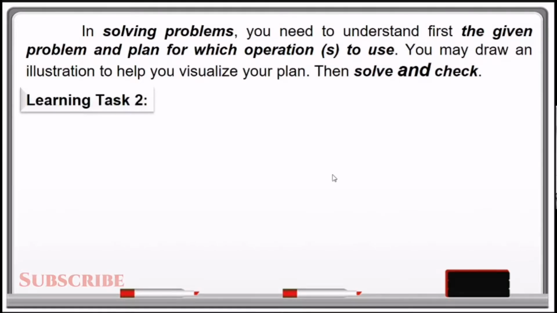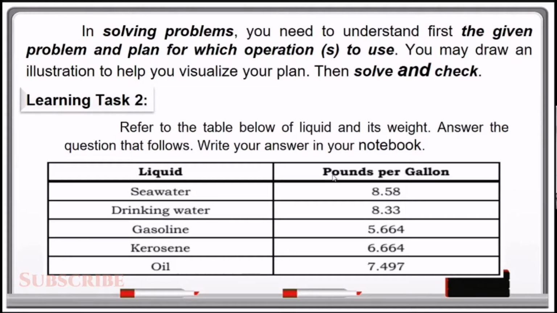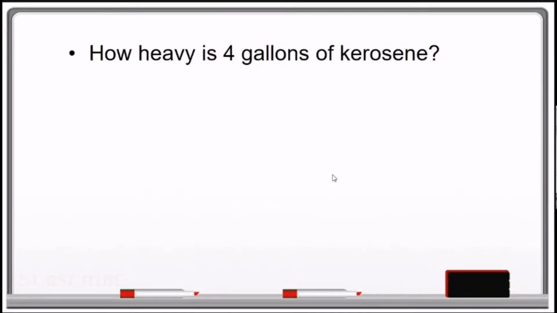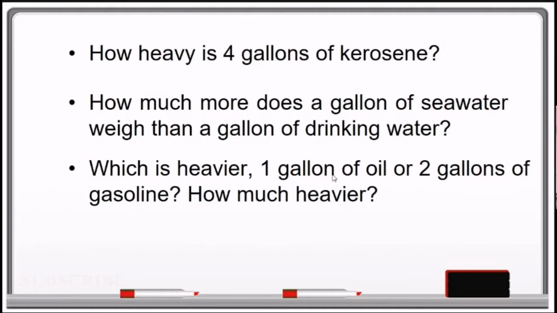For learning task number 2, refer to the table below of liquids and their weights. Answer the questions that follow. Write your answers in your notebook. Question number 1: How heavy is 4 gallons of kerosene? How much more does a gallon of seawater weigh than a gallon of drinking water? Which is heavier, 1 gallon of oil or 2 gallons of gasoline? How much heavier?